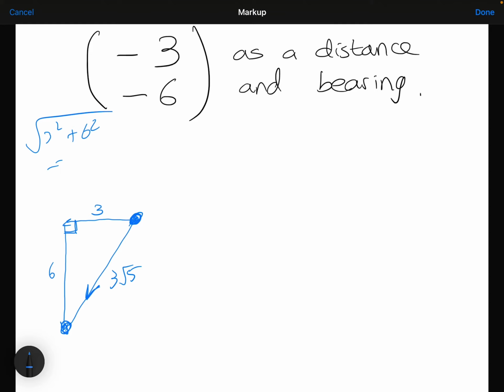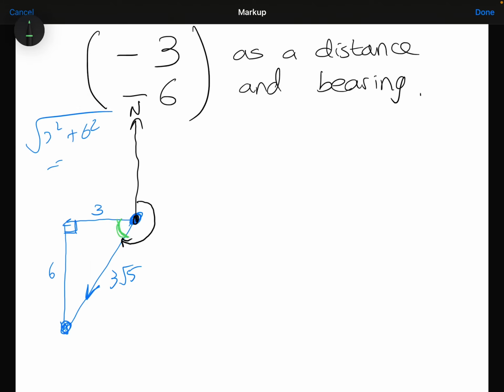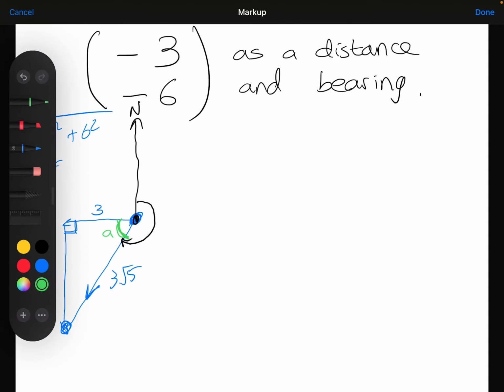To get its direction, or to get its bearing, well, let me draw my north line in. Remember, this was where I started here. That's my north line. So the bearing that I want will be this angle here, the clockwise angle measured from north. Now, it's a little bit difficult for me to work that out to begin with, but I could work out this angle here. I'll call it A. And then what I could do is, because I know that all of this is 270, I could do 270 take away A, and that will be my bearing.